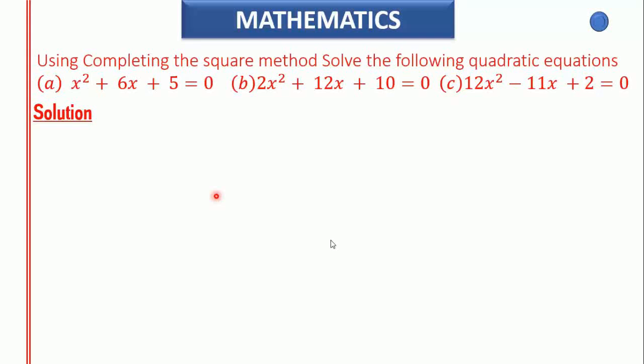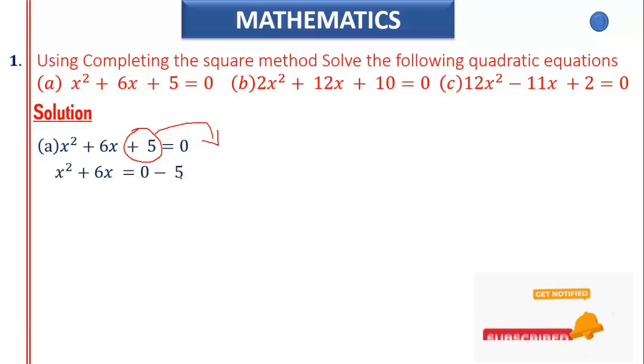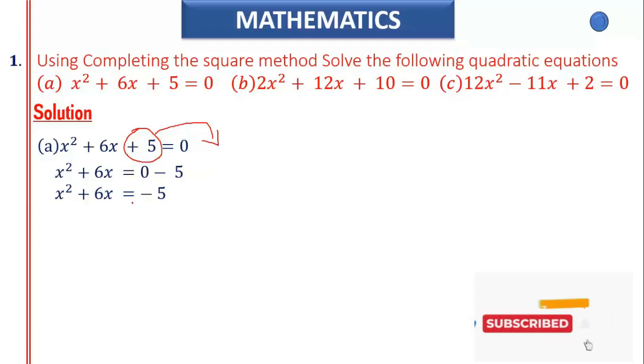Okay, so the first question we'll be checking out here is x squared plus 6x plus 5 equals 0. The first thing you do is check your constant term, which is plus 5. You transfer it to the other side, and it becomes negative. That means you have 0 minus 5, which gives you minus 5.